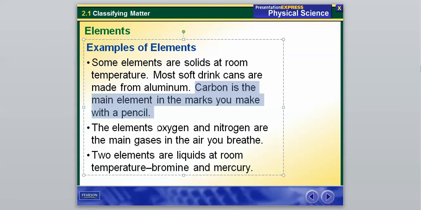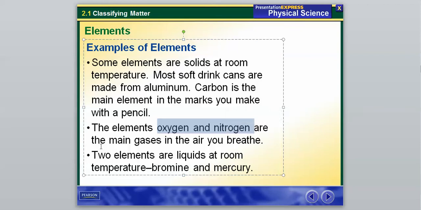Other ones that are now gases, so something at room temperature that is a gas, is oxygen and nitrogen. Those are the two main gases in our air that we breathe every single day. So those two elements are very pure. You can't break oxygen or nitrogen down any farther. And again, they're in the gases that we breathe.